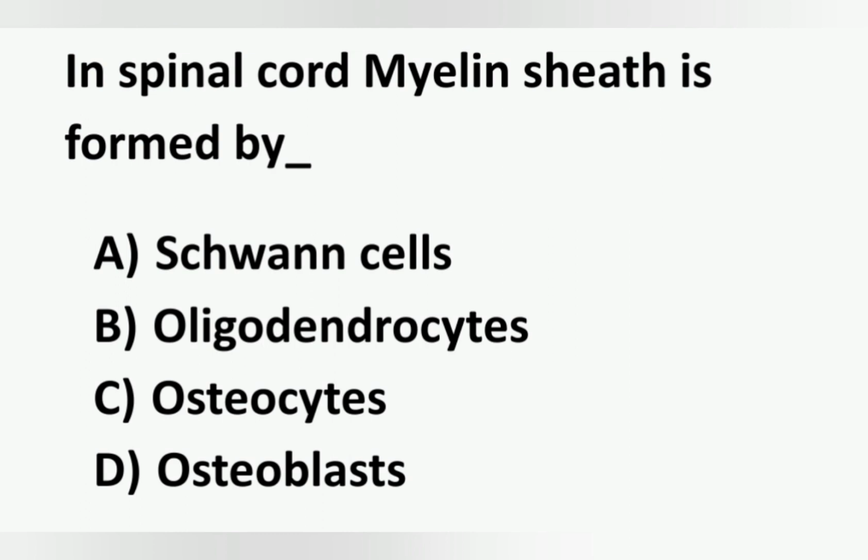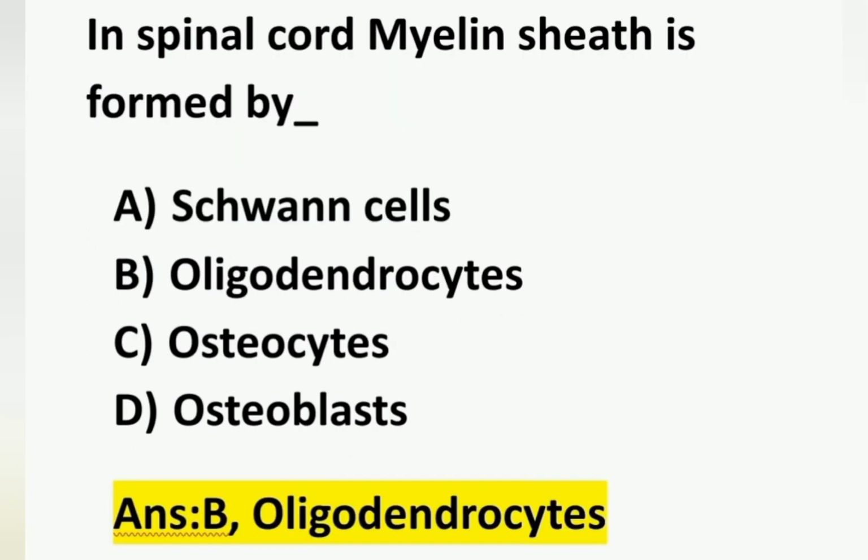The next question, in spinal cord, myelin sheath is formed by. Options are option A, Schwann cells, option B, oligodendrocytes, option C, osteocytes, and option D, osteoblast. Correct answer is option B, oligodendrocytes.